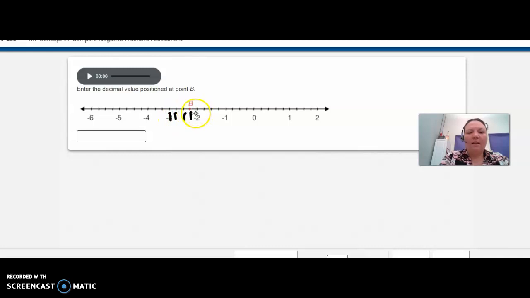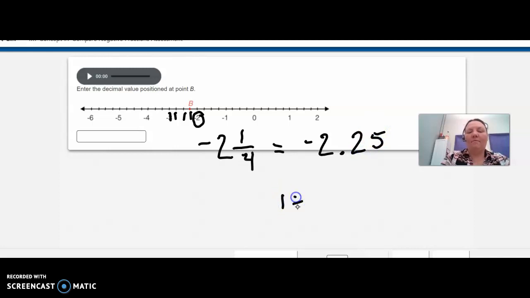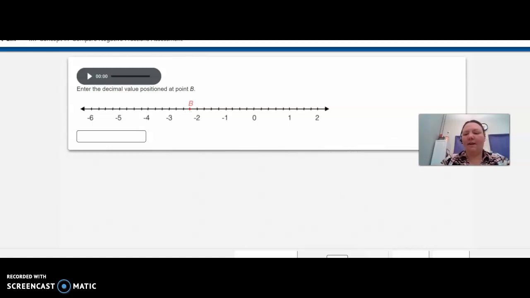And so I've got -2, that's my whole number. And then I'm going to have -1/4, 1 out of 4 of those tick marks. So -2 1/4, we then need to write as a decimal. If I have 1/4 of a dollar, I have a quarter, and a quarter is 25 cents. We could also take 1 divided by 4 on our calculator to get that 0.25 as our decimal. All right, let's clear that and let's look at another spot.